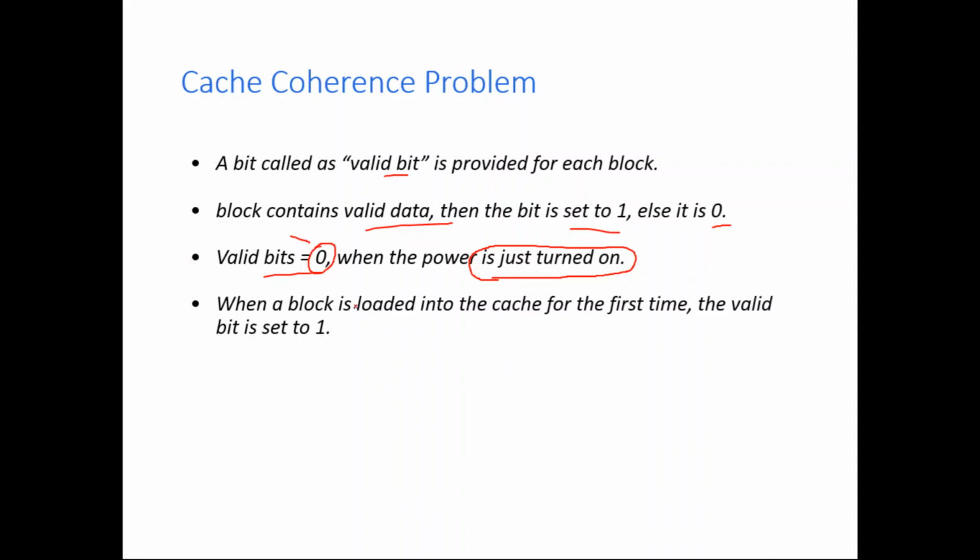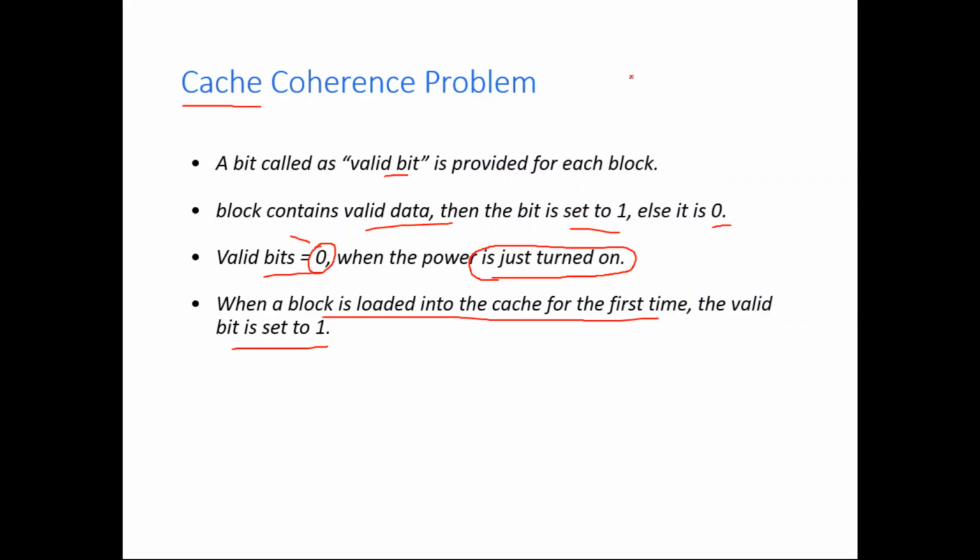When a block is just loaded into the cache for the first time, the valid bit will be set to 1. Here we are discussing in the context of cache, not main memory. Previously I said main memory, but let us consider it to be cache. The unit is a memory unit, but it's a cache memory, so whatever I said is applicable for cache.